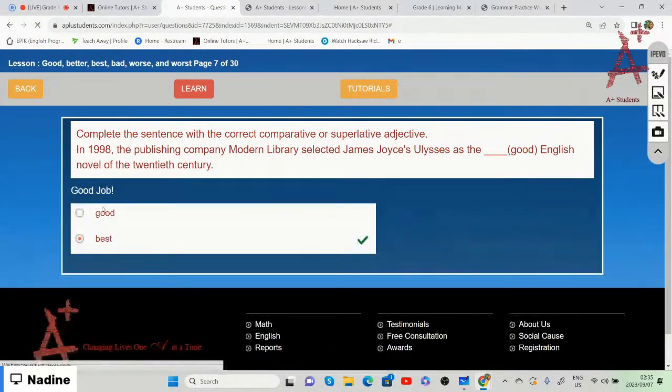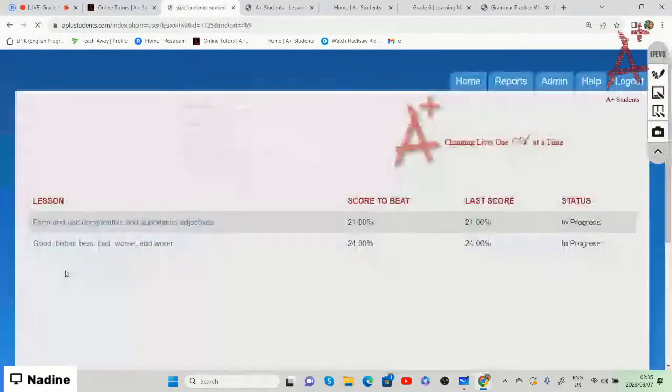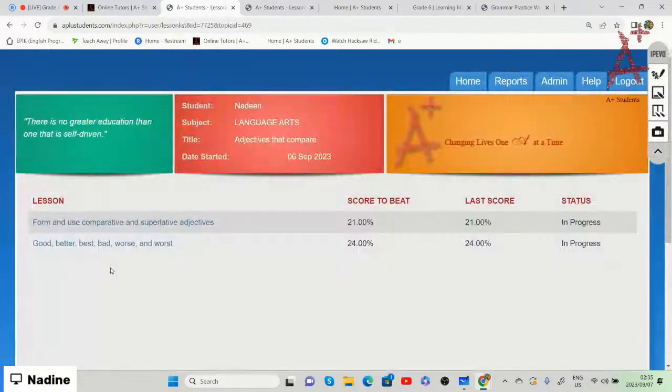All right, so our chapter is adjectives that compare. And under the chapter of adjectives that compare, we formed and used comparative and superlative adjectives. When it comes to comparative adjectives, we compare two things, people or animals, for example. And with superlative adjectives, we compare three or more things, people, animals, right?